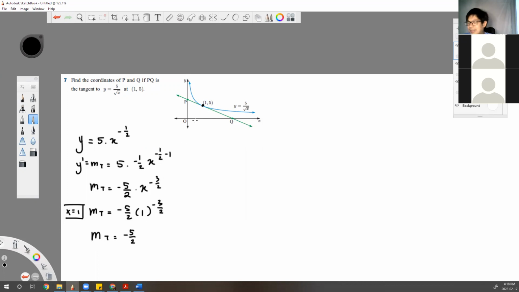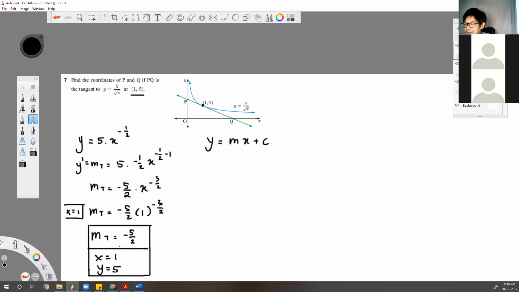That's the tangent, and PQ is the tangent, not a normal, so you don't have to change anything, right? And then we get the m_t, and also the point is already given (1,5). x equals 1, y equals 5, right? So these are the clues that are enough for us to find the c, right?